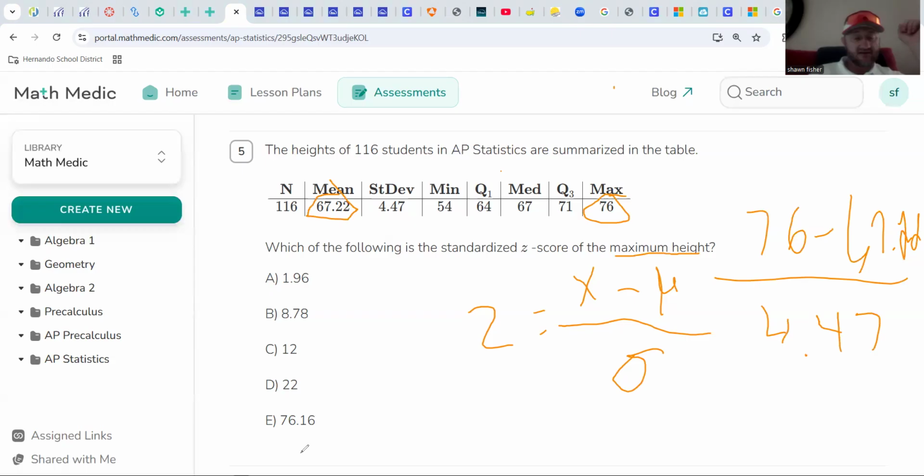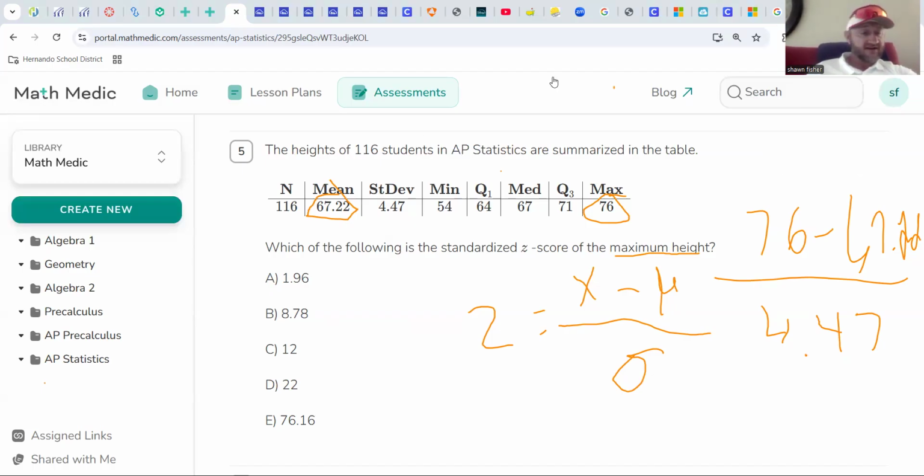See if you got it right. Let's look. Should be really, really easy. What did I say? 76 minus 67.22. That equals. I don't do division right away because I'm afraid my calculator doesn't read order of operations. So take that answer, divided by 4.47. I got 1.96, and I believe we are correct here.